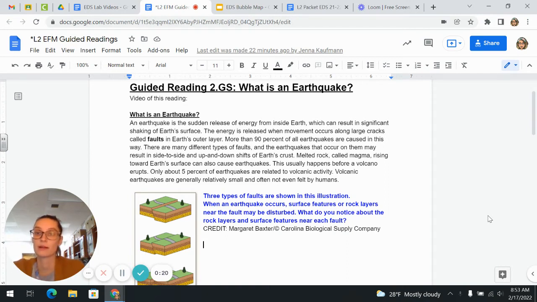There are many different types of faults, and the earthquakes that occur on them may result in side to side and up and down shifts of the Earth's crust.